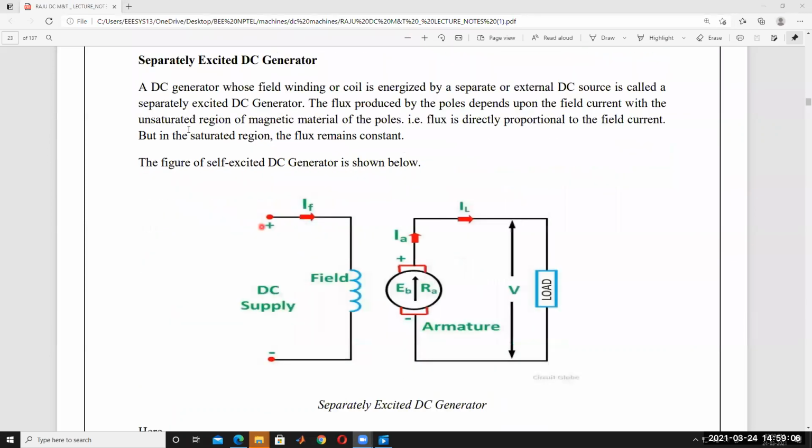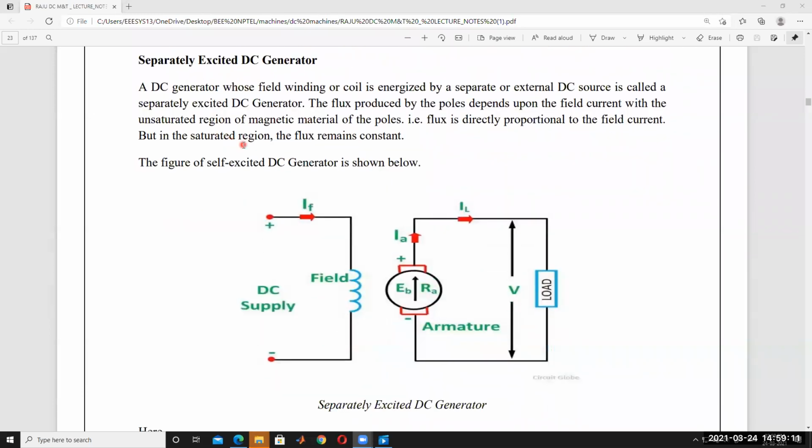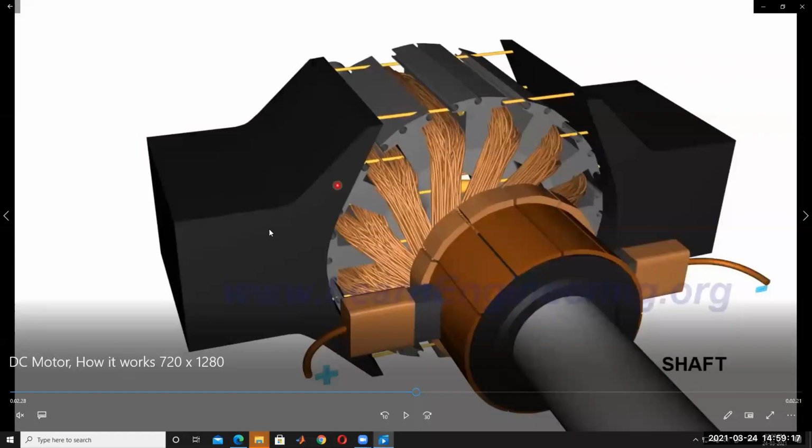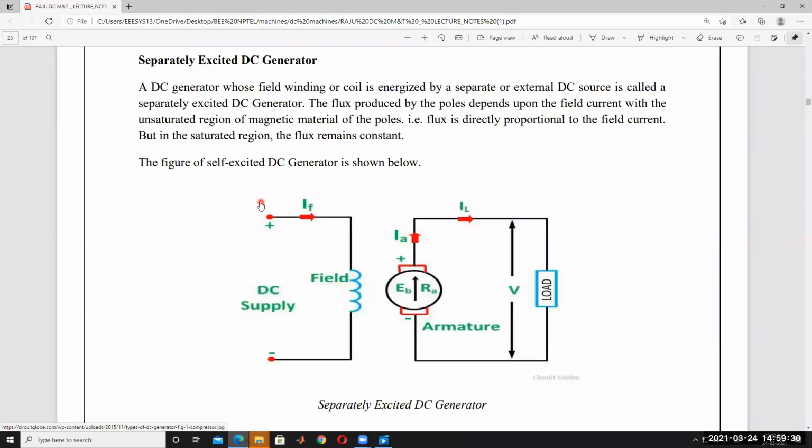Now, the separately excited DC generator. Separately excited means that the field winding is excited separately. If the field winding is excited by a separate source, it is called a separately excited DC generator. So by using an external supply, this field winding is excited separately.